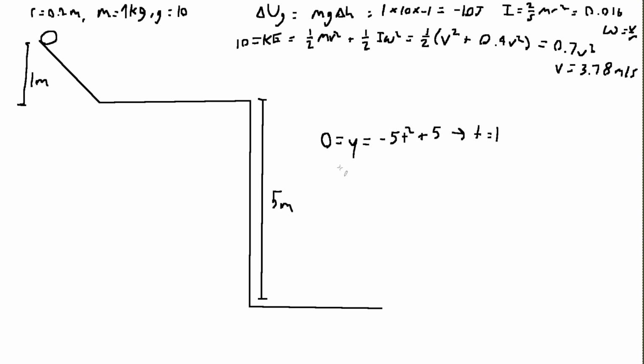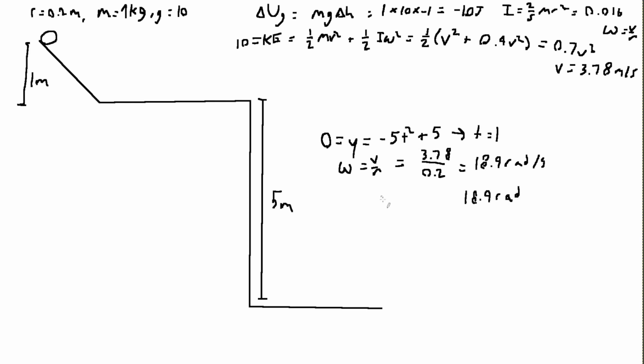Next, we're almost there. We need to solve for angular velocity. And remember that omega equals v over r, which is equal to 3.78, plugging in our numbers, over 0.2. Perfect. So this is equal to 18.9 radians per second. And since we're in the air for 1 second, we know 18.9 radians.